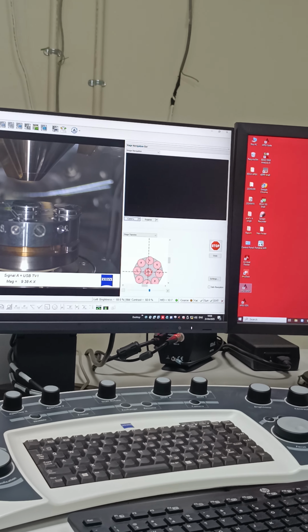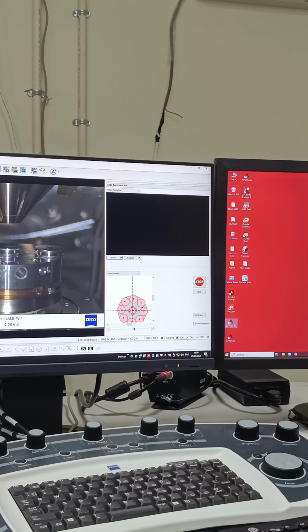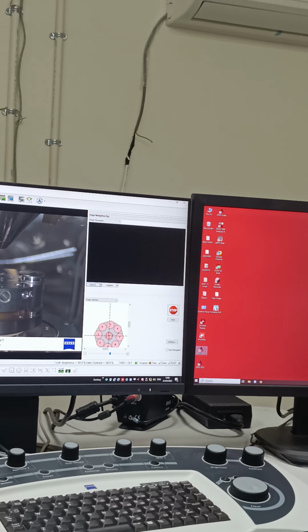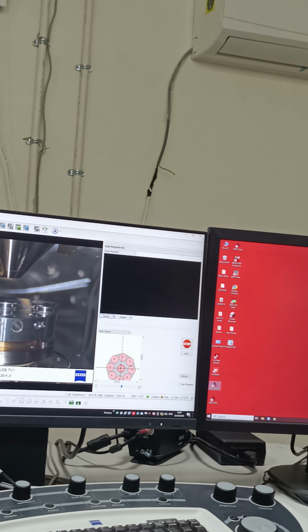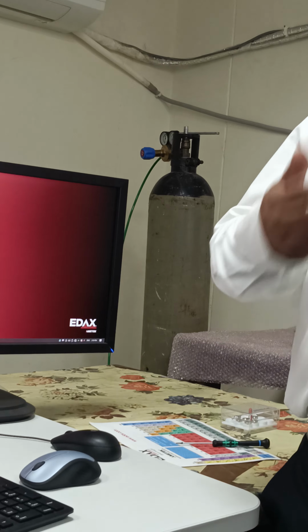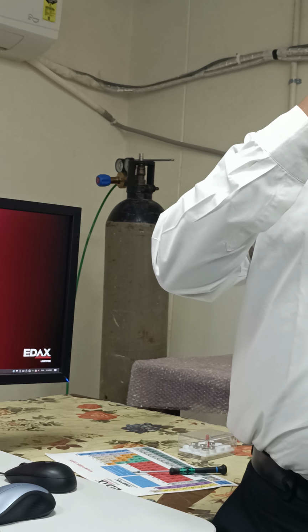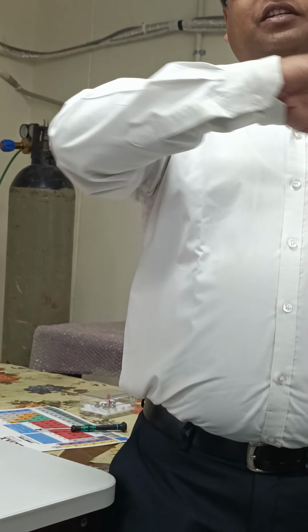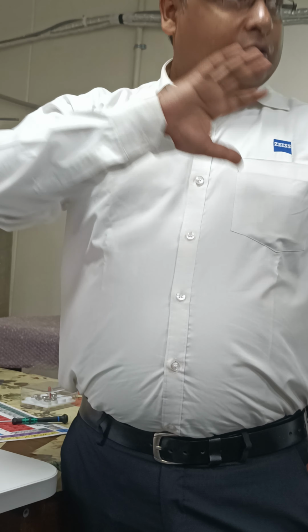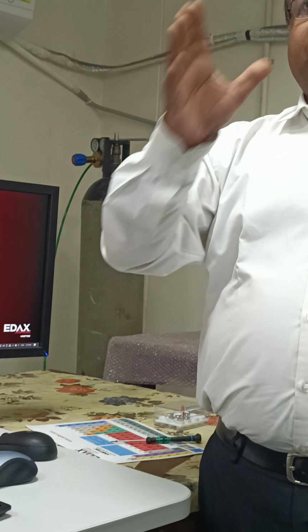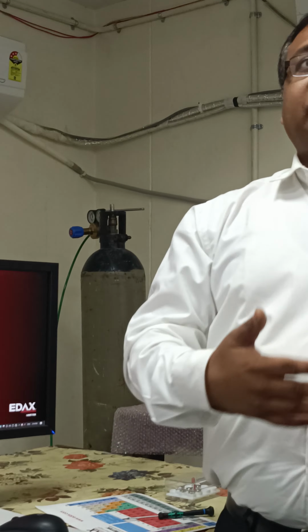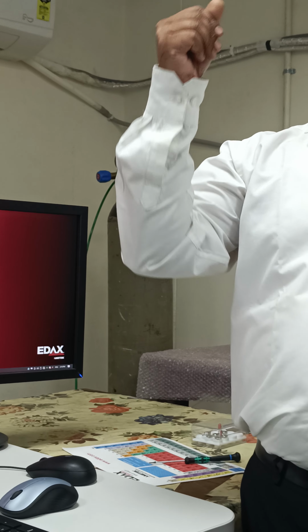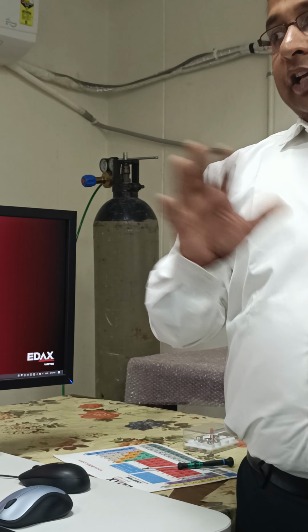Any idea why vacuum is required in an electron microscope? To avoid attenuation. To increase the mean free path. What her meaning actually is: the electron is coming, and if it is not under vacuum, the electron will scatter. It will not reach the sample at all. So that is why the vacuum pumps are given.